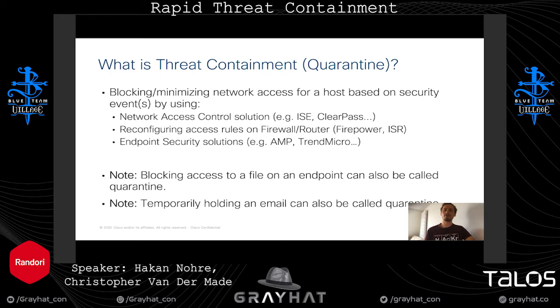Now, just two notes: blocking access to a file on an endpoint is sometimes called quarantining a file. Obviously, email solutions can quarantine an email as well. So we're not talking about that today. We're talking about restricting network access to do two things: stop the spreading of malware and stop the exfiltration of data. So you want to control that. That is what we will call threat containment. During this presentation, please keep that in mind.